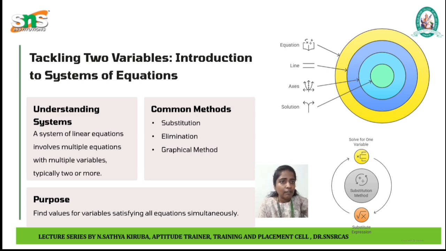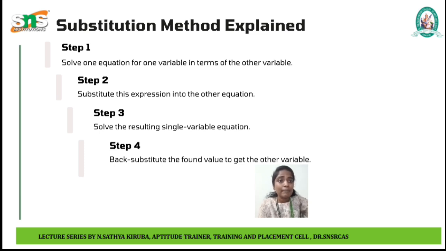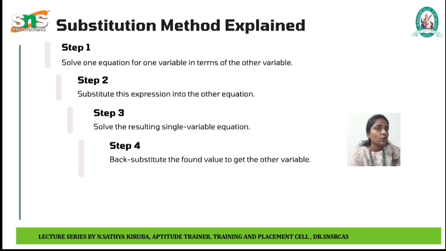First, the graph. Suppose you have an equation that will have a line. In the center you will get the solution. In the substitution method, you solve for one variable and substitute it in the next equation, and you will get the answer. I have explained it stepwise: if there are two equations, solve one equation for one variable. Now substitute the expression in the other equation and get the answer for the next variable.